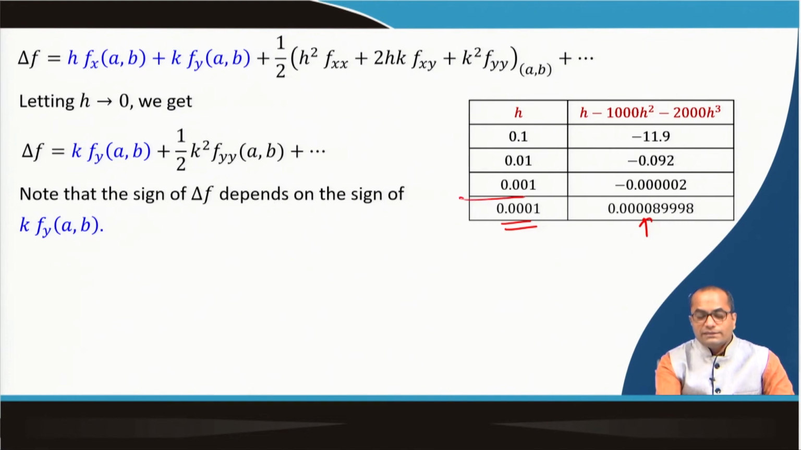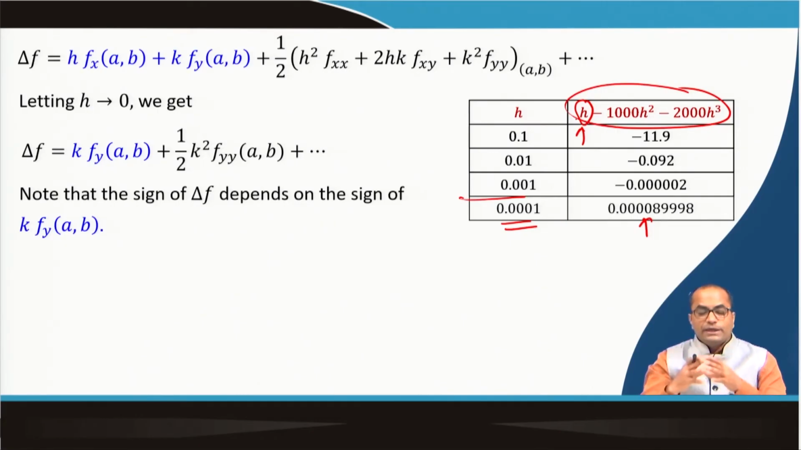So, what we realize is that there will exist such an h where the sign of this term will depend only on the sign of the first term, this h, the linear term, because here we have the quadratic term, here we have the cubic term. So, they will not contribute much when h is really a small number.